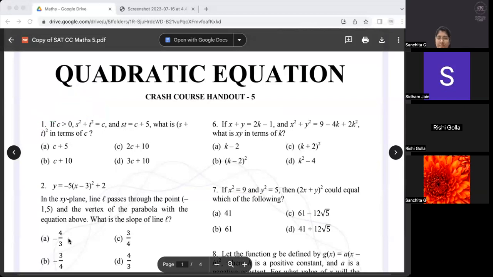Rishi, any doubt? No doubt, ma'am. Clear. Siddha, any doubt? Okay, ma'am. Clear, right? Okay, come on. Questions 2 to 5, we have some time. We can complete it quickly. 4 questions, 2 to 5.